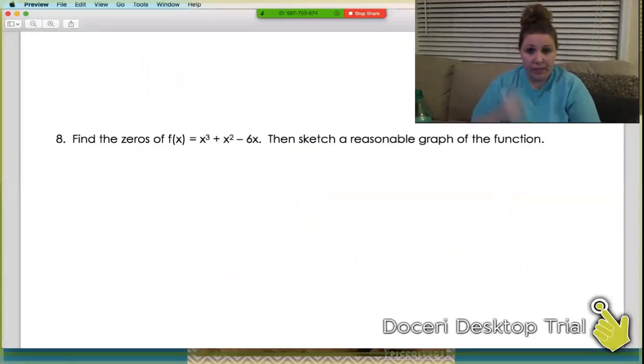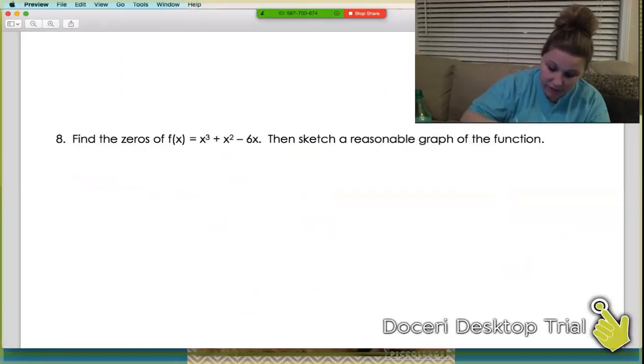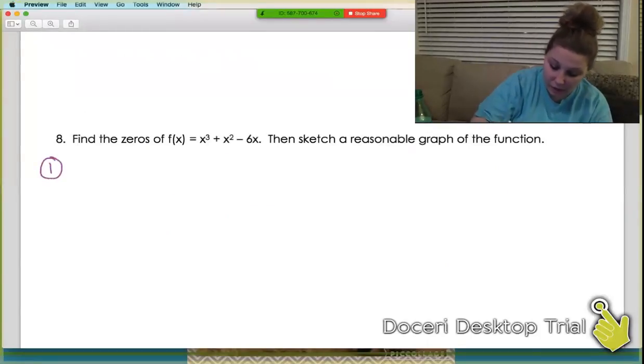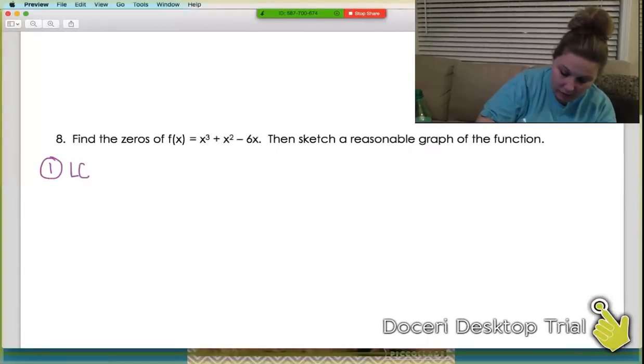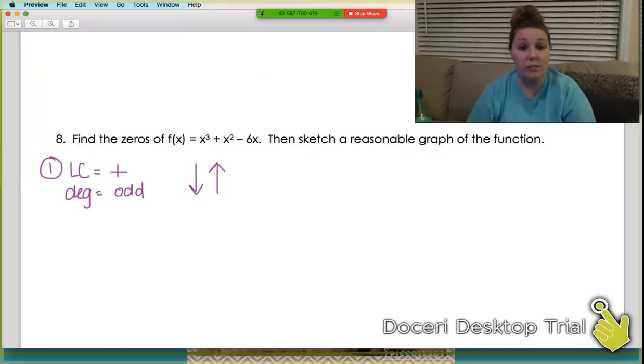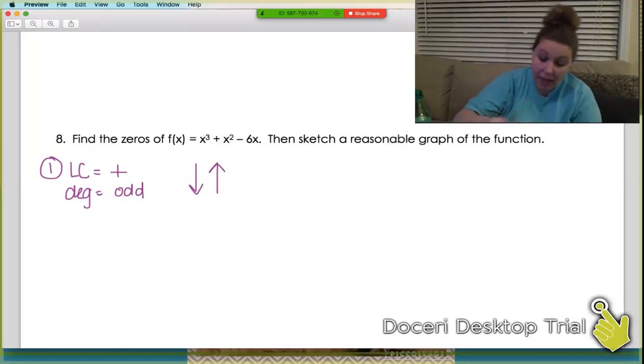So, same process. Our first step, we're going to start by figuring out the end behavior. So, I have a leading coefficient of +1. So, it's positive. And my degree here is 3. So, it's odd. Odd positive means my second arrow goes up, so my first arrow has to go down. That's what our end behavior is going to look like.